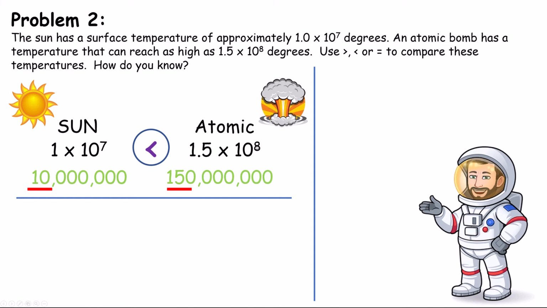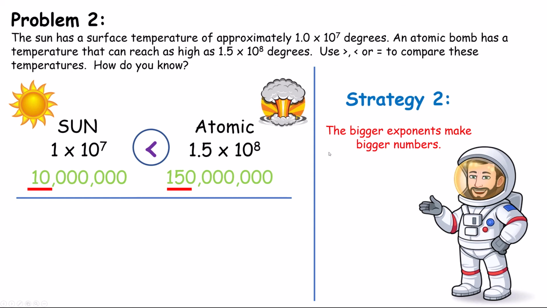And that leads us to strategy number 2. The bigger the exponent is, the bigger the value of the number. Bigger exponents make bigger numbers. So when I look at these and I realize they are both positive numbers, I can look over here to the exponent second and I can say, well, this is only going to go out 7 spaces. This one is going to have a place value that increases by 8. Therefore, this one is the larger number. Strategy number 2, bigger exponents make for bigger numbers.